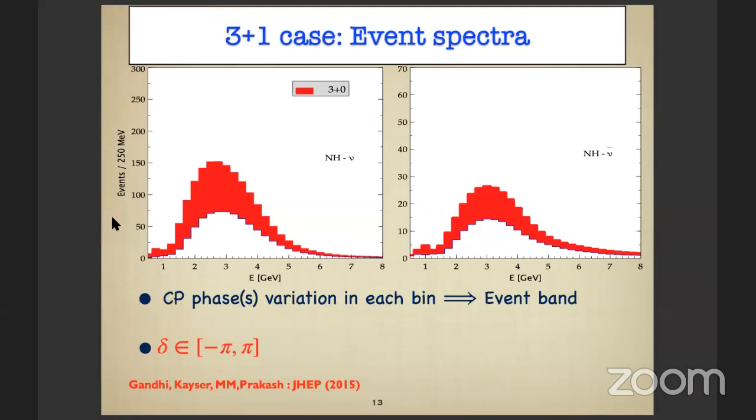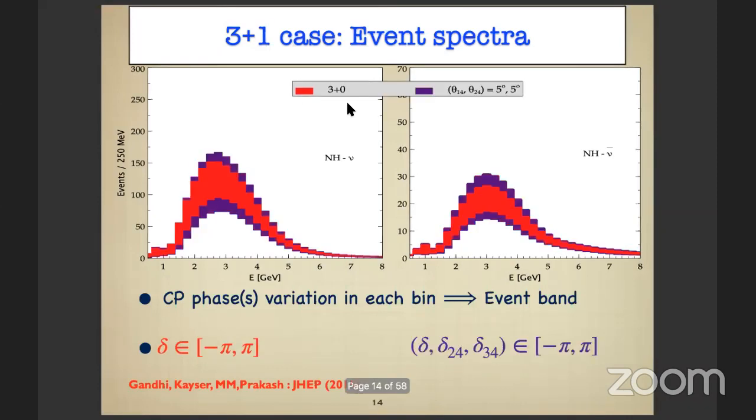Okay, here I have plotted the nu mu to nu e appearance events as a function of energy, and the left panel is for neutrinos and the right panel is for antineutrinos. And of course, in both cases, I have used normal hierarchy just as an assumption. The width of this band points to the variation of the unknown CP phase, delta CP, in the whole range of minus pi to plus pi. Remember, so far this is still the 3+0 case, which is the standard three neutrino flavor. Now what happens if we include the 3+1 case? Here I have included extra mixing angle values of 5 degrees and 5 degrees for theta 14 and 24. For theta 34, I think we have kept it fixed at a value of 20 degrees.